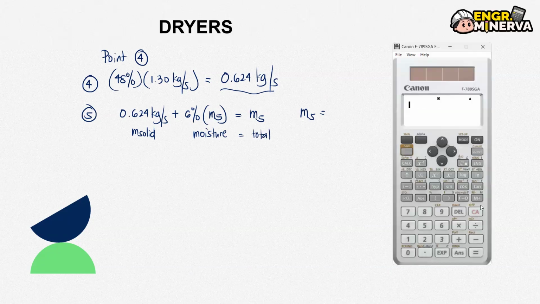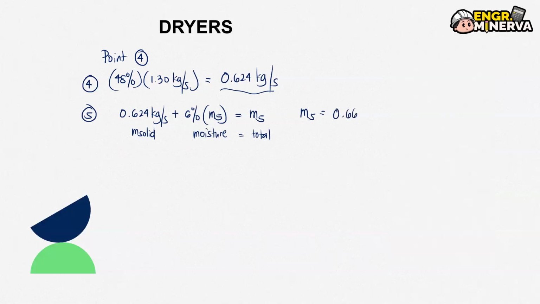Okay, so you ponder on that. 0.624 plus 6% multiplied by x equals x. Shift solve. Our mass at 5 is 0.6638 kilograms per second. So now we can get the mass of air.